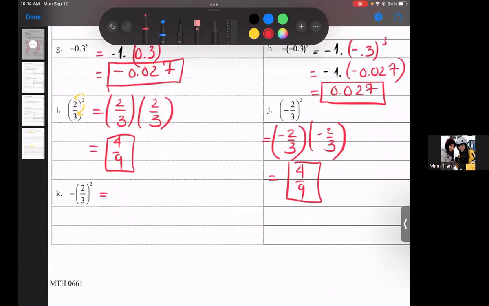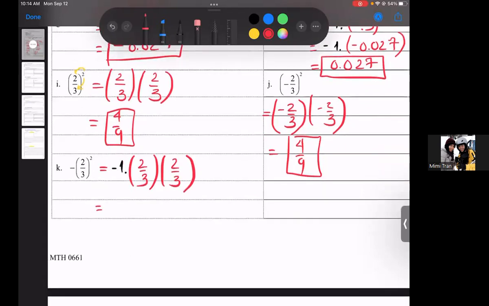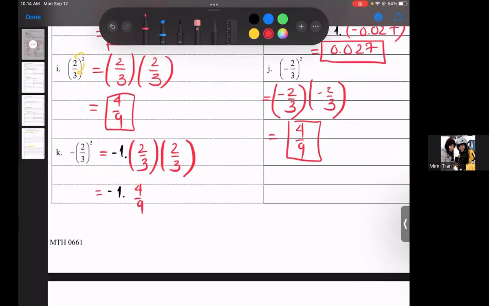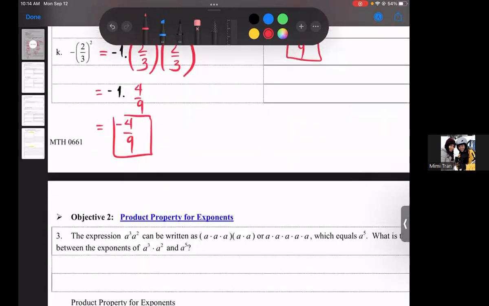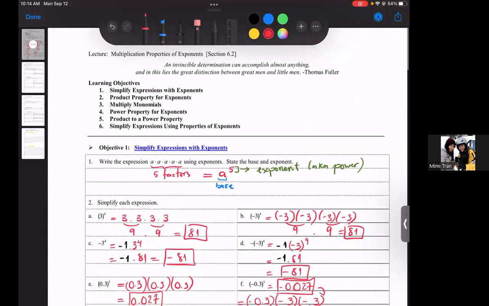All right, so this one, you know me by now. I should rewrite it as what? Yeah, negative 1 times 2/3. And then 2/3 squared, you know that is 4/9, so negative 1 times 4/9, negative 4/9. Don't skip steps. It helps if you just write it out. Objective 1 is done. Yay.